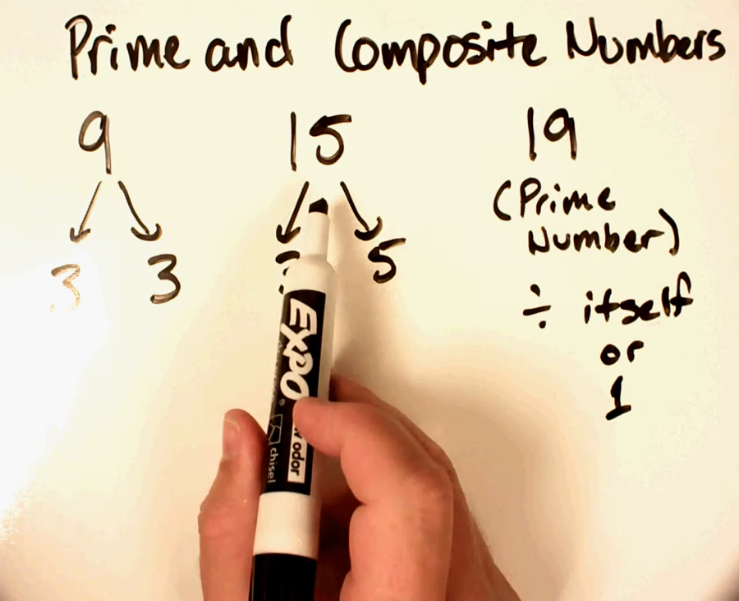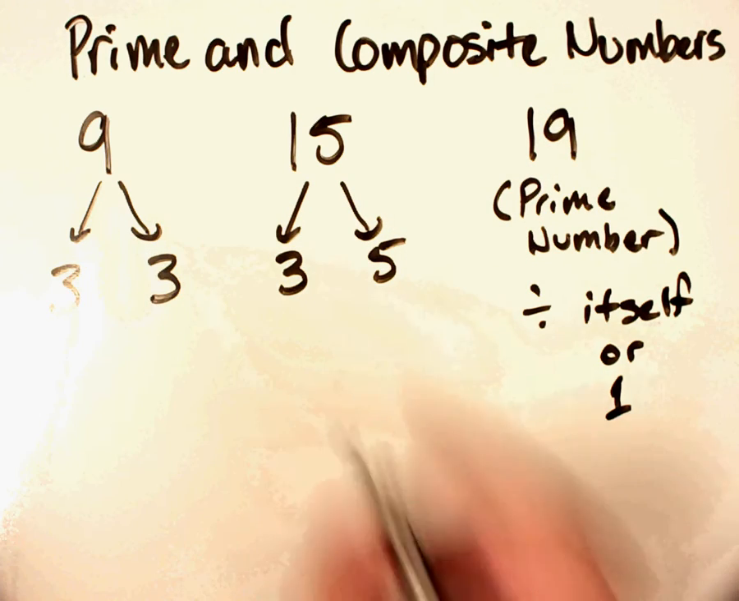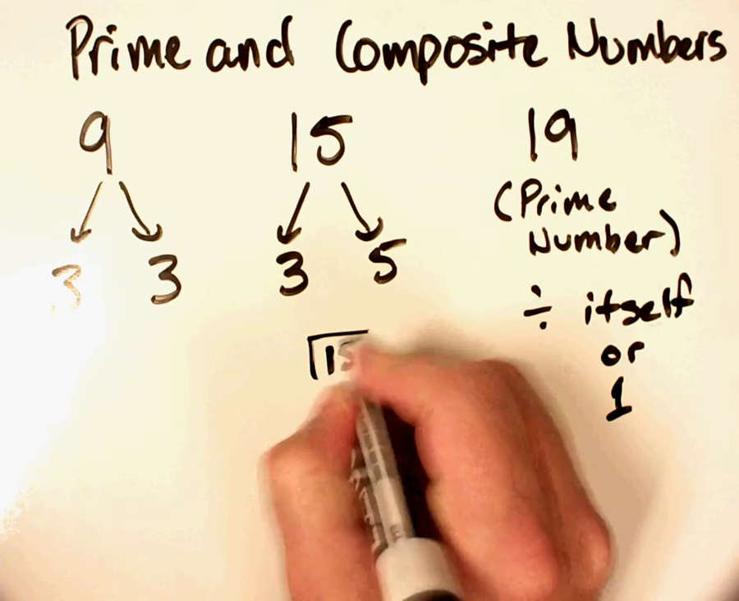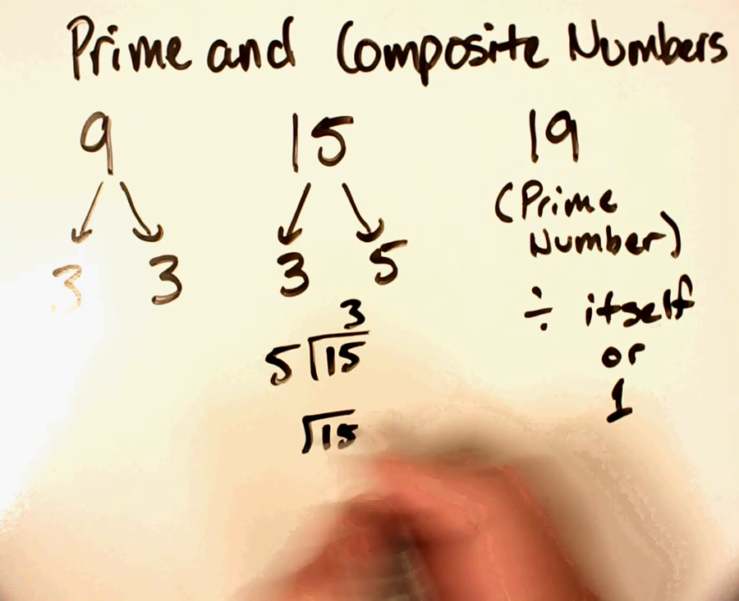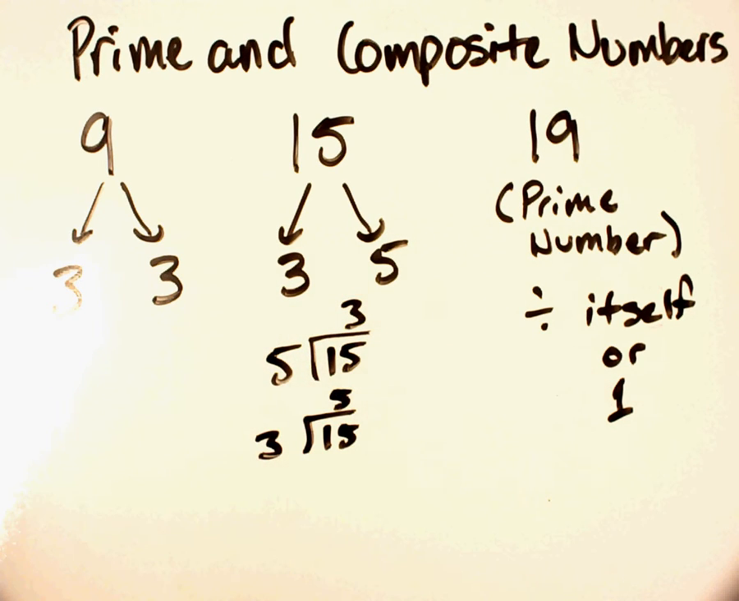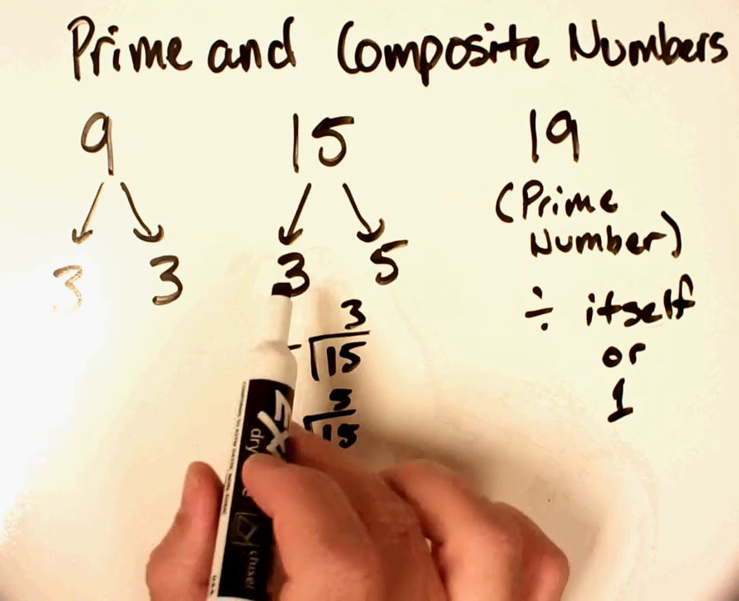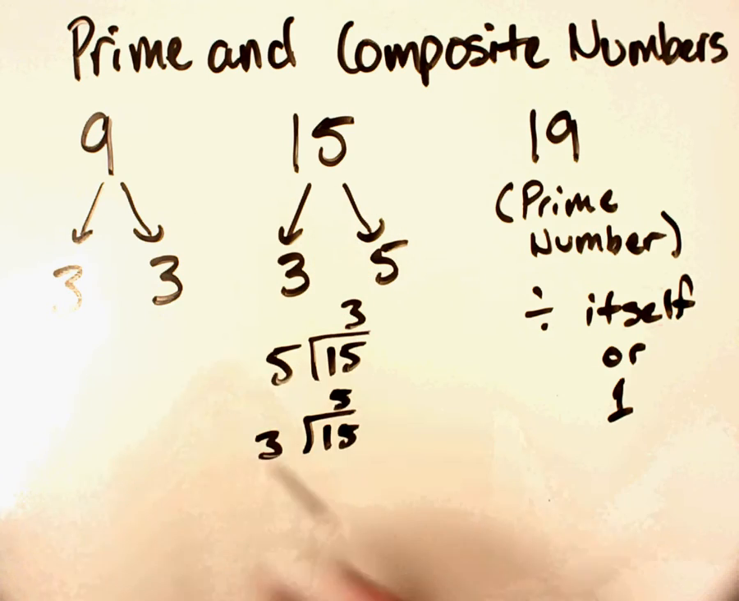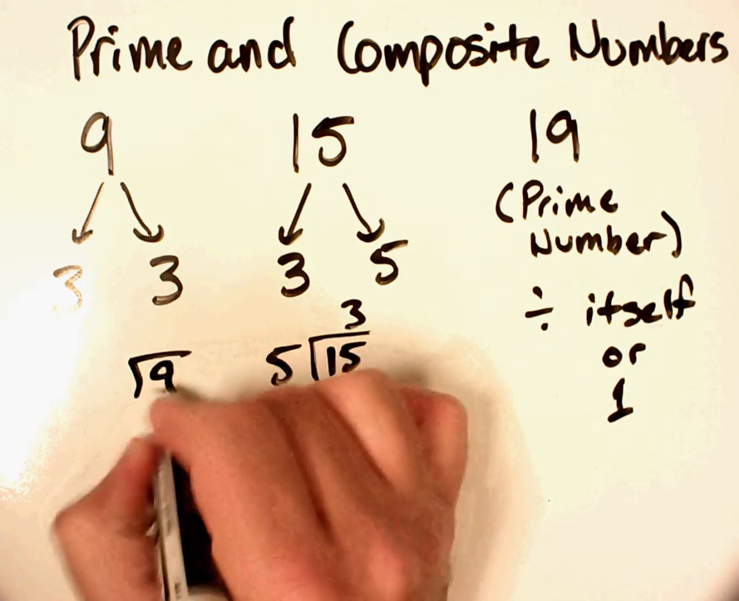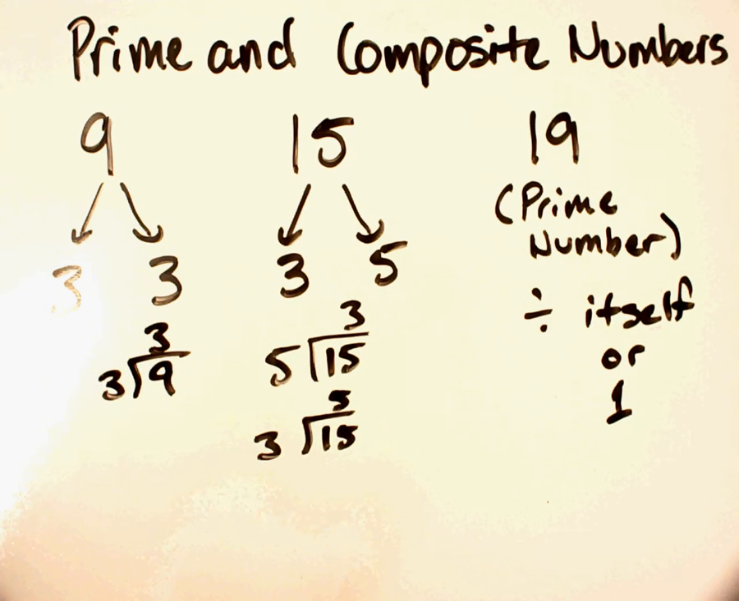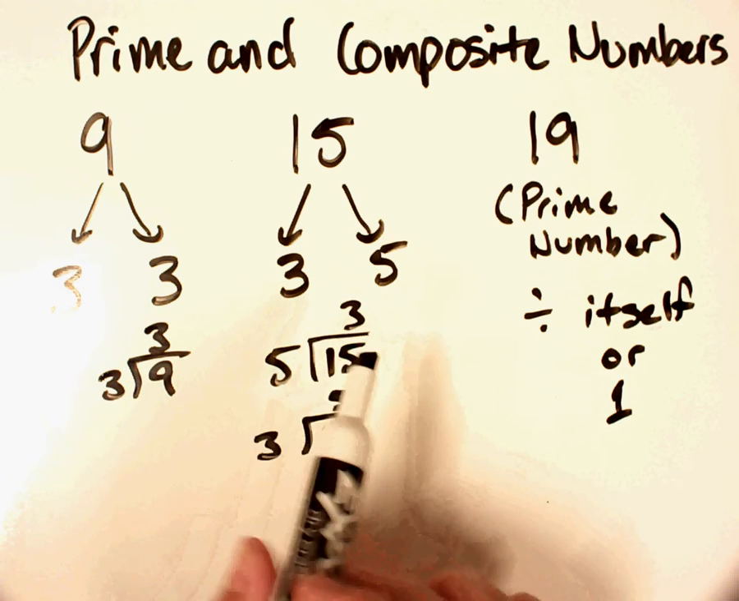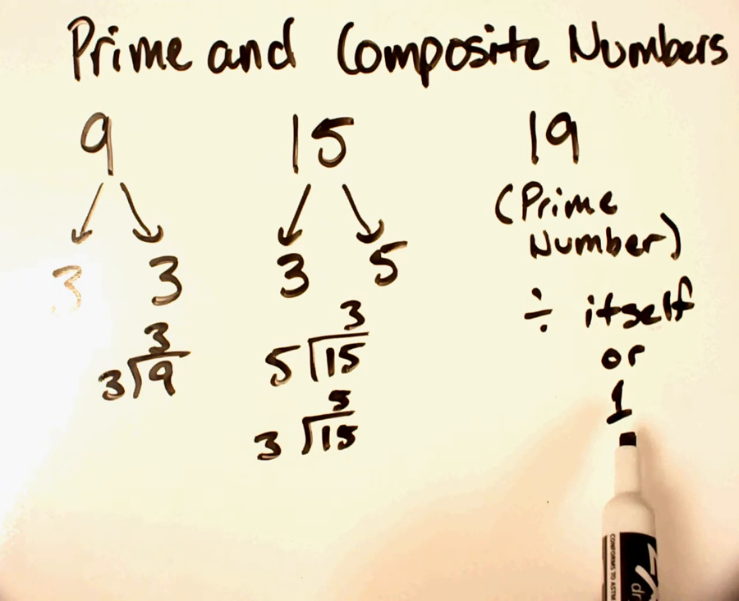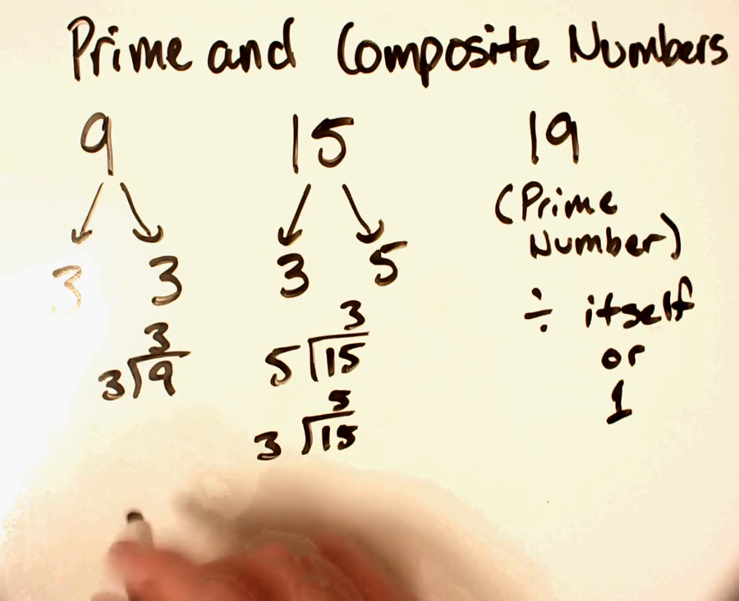Whereas 15 and 9, well, I can divide 15 by 5 and get 3. I can divide 15 by 3 and get 5. And of course, as my factor tree shows here, I can multiply 3 times 5 to get 15. And the same thing with 9. I can divide 9 by 3 to get 3. So I'm able to divide these numbers up by something other than itself or 1. And so these are composite numbers.